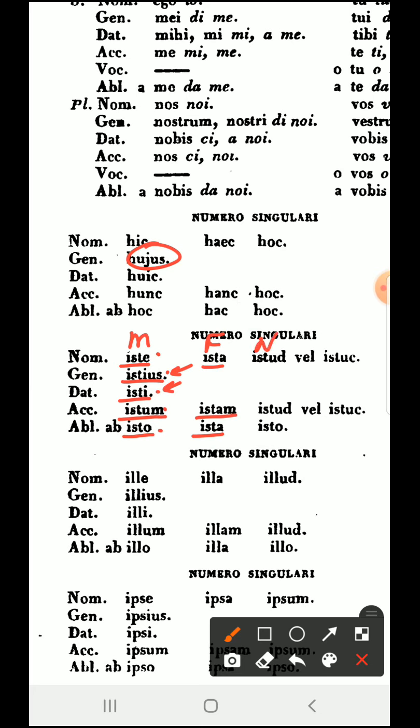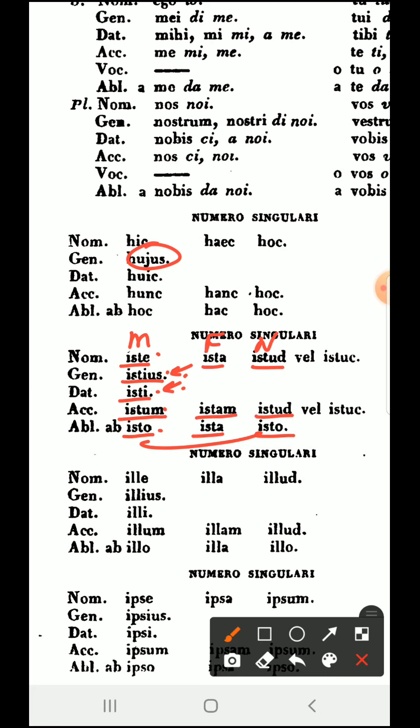And then lastly, the neuter. Istud for the neuter singular nominative, istud, then istius, then isti for the dative, then back to istud for the accusative, and isto, just like the masculine, for the neuter ablative. And there we have the declension of iste, ista, and istud.